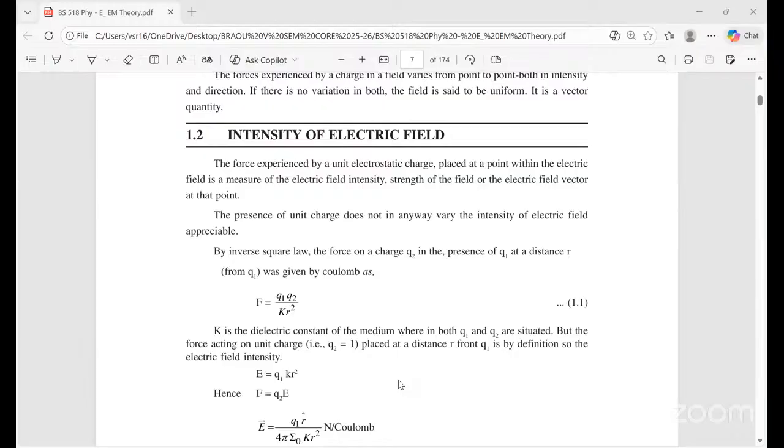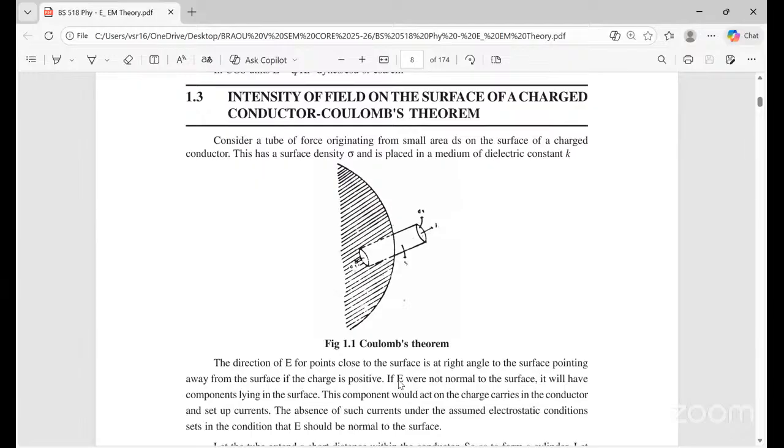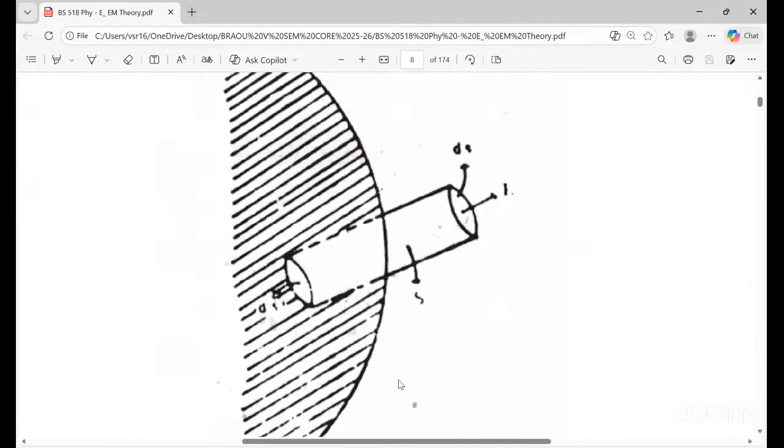So here the intensity of the electric field, which is already found out here, the E value. How to calculate the E value? The ratio of the magnitude of the force to the charge is nothing but the intensity of the electric field, E value. That was already calculated, and just now we discussed this. Intensity of the electric field on the surface of the charged conductor by using Coulomb's theorem. You can imagine that here.